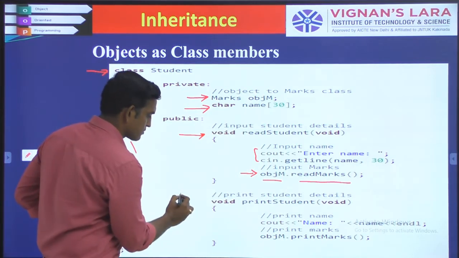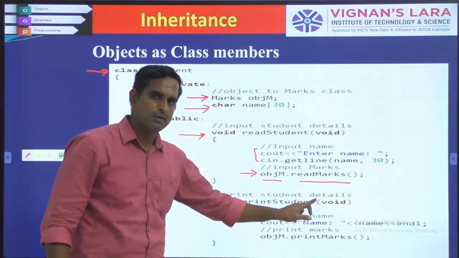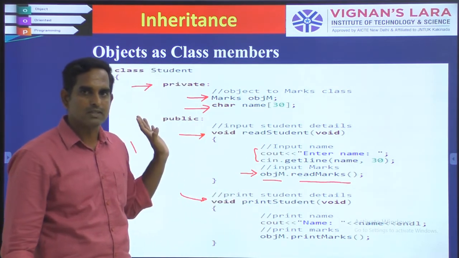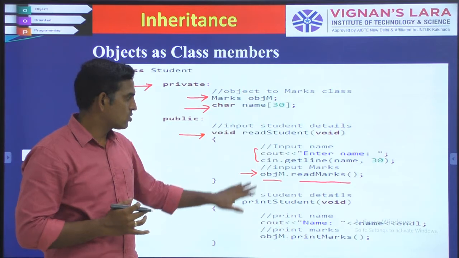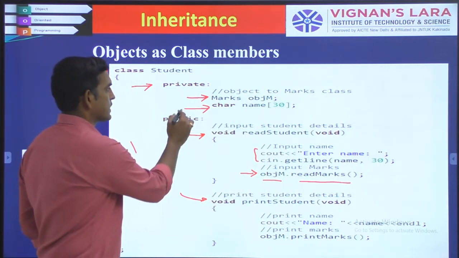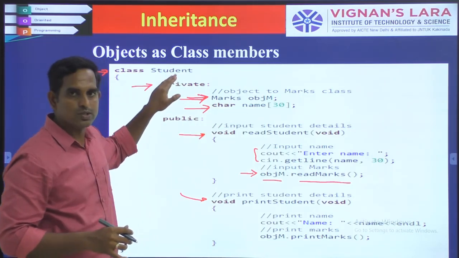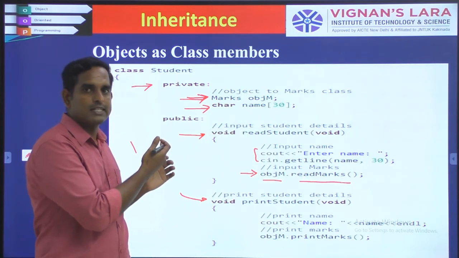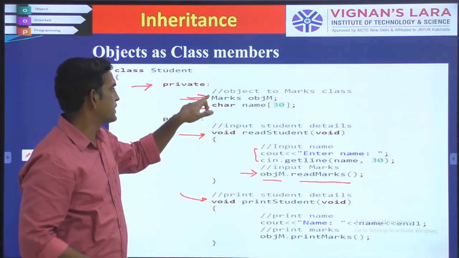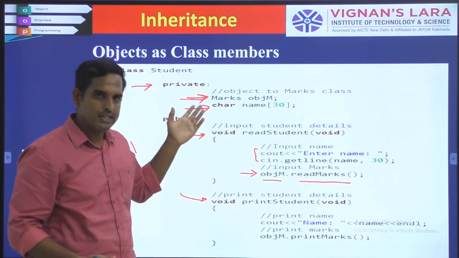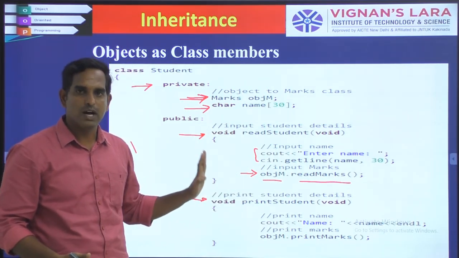Okay, and there is another method, print student method. The print student method is first printing the name, after that it is calling the print marks method. So the print marks method will print the roll number and percentage of the particular student. So with this, you are creating a marks object inside the class of student. So with this you can understand that you can create objects of another class in another class. Here you are creating the object of marks class in the student class, and you can use that object like just any other member you have in your class.